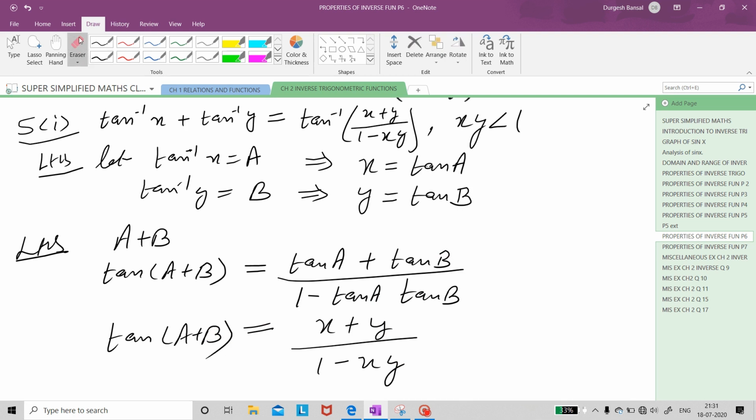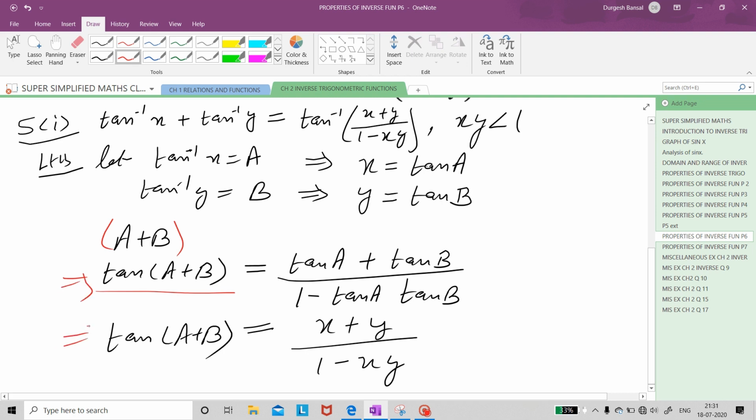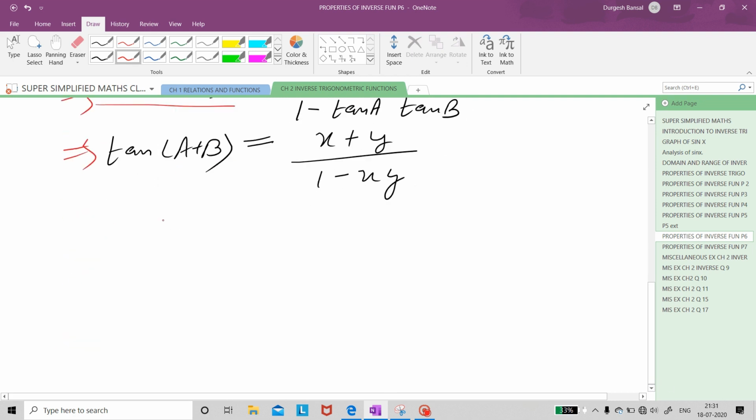Now students, here in this question we have not started with the LHS. Actually we have started with the value a plus b and then we have taken the tangent of the angle a plus b. This is how we started the question. We have calculated the value of tangent of a plus b. So now the next step is that a plus b should be equal to tan inverse of x plus y upon 1 minus xy.